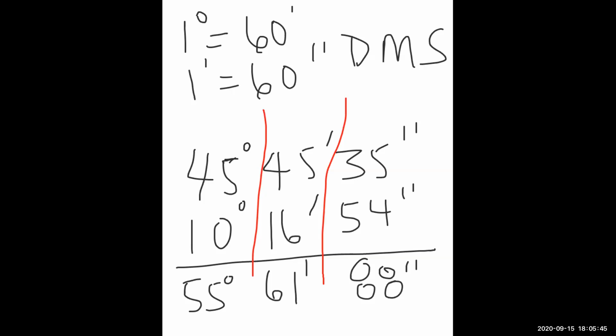As I mentioned before, on bearings, or whenever we're given an angle, our degrees have to be 90 degrees or less. Our minutes have to be 59 minutes or less. And our seconds have to be 59 seconds or less. So I can't be done, because 45 degrees, 45 minutes, 35 seconds plus 10 degrees, 16 minutes, 54 seconds doesn't equal 55 degrees, 61 minutes, 88 seconds. I have to reduce that to a common notation.